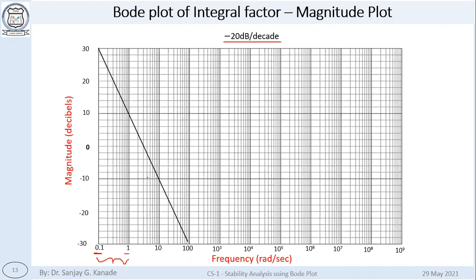The slope means the value of magnitude should decrease by 20 when we go from one decade to another. So when we move from 0.1 to 1, the value of this magnitude, which was 30, should become 10. So at this point, it should be 10. At the next point, it should be minus 10. Why minus 10? 10 to minus 10 means minus 20 has happened. From minus 10, it should become minus 30, like this, right? So this is how a minus 20 dB per decade line can be drawn.